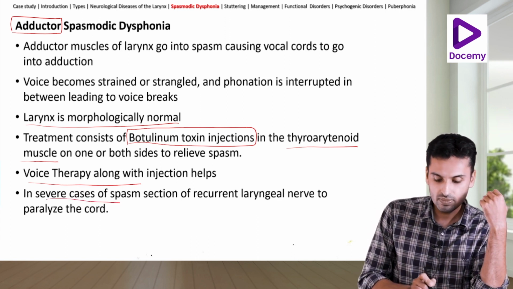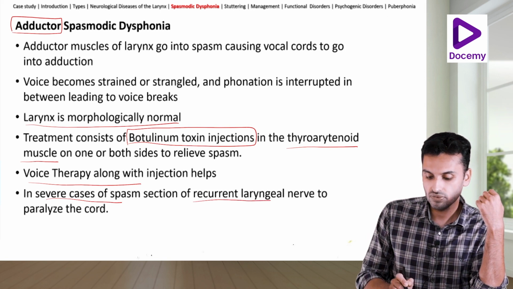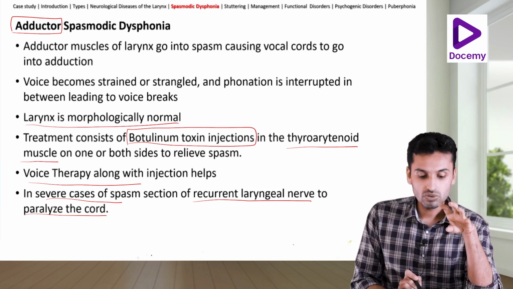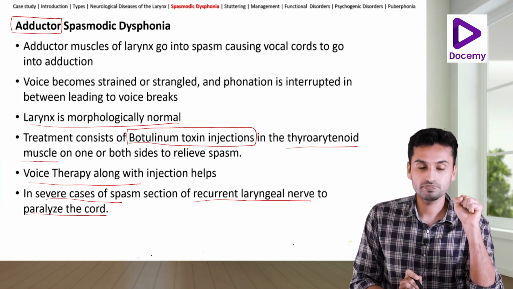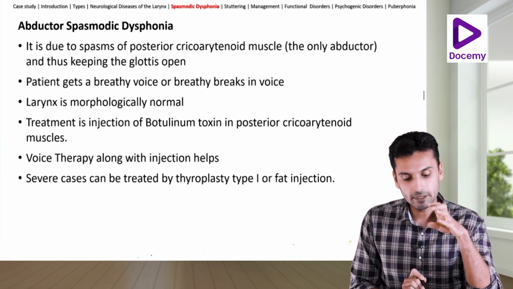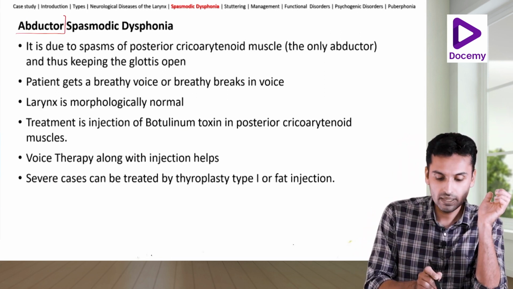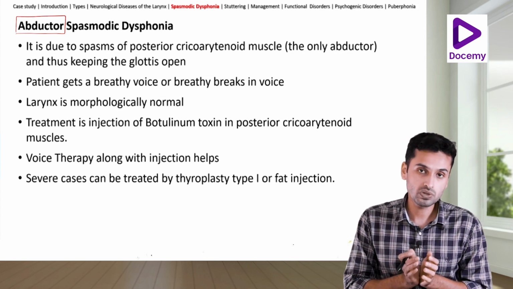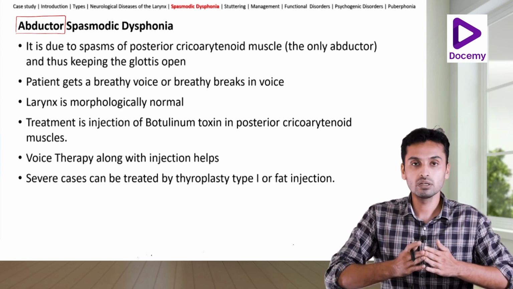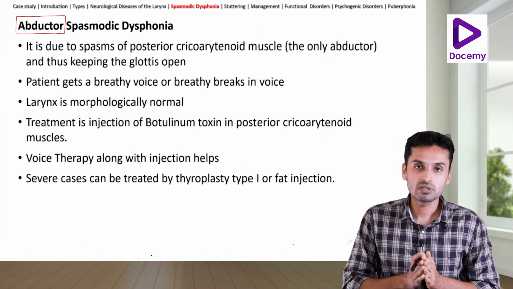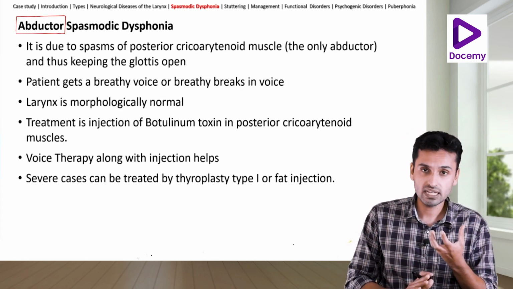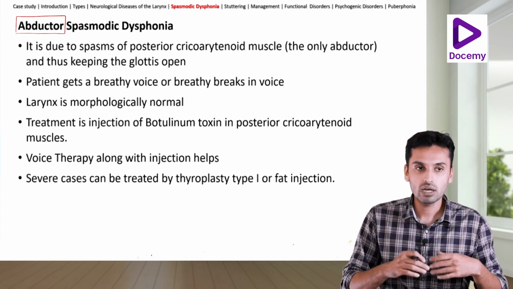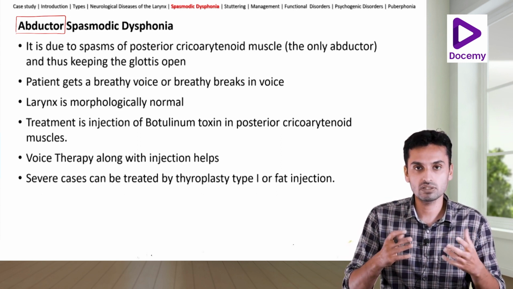In severe cases of spasm, there has been section of the recurrent laryngeal nerve to paralyze the cord, but that is only in severe cases. So this is how you treat adductor spasmodic dysphonia. Now in abductor spasmodic dysphonia, the posterior cricoarytenoid muscles go into spasm. As the patient is speaking, suddenly the vocal cord opens. In adductor, the patient had a very choky, very strangled voice. Here he has a breathy voice.